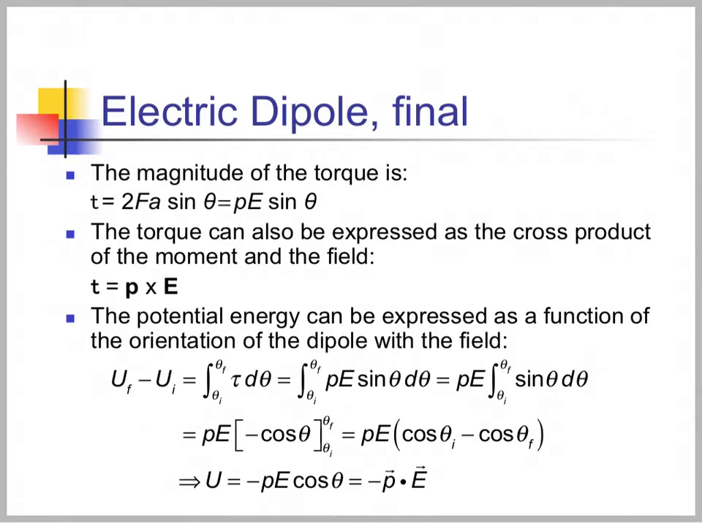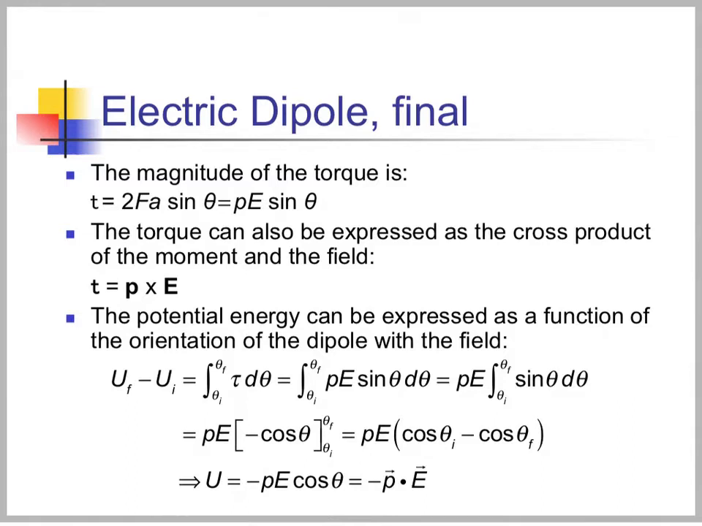And the potential energy can be expressed as a function of the orientation of the dipole with the field. So the energy is the integral of torque d theta. Just like energy is the integral of F dx, we can consider it torque d theta, and the torque is PE sine theta d theta, integrated from some initial to some final position. Of course, P and E are constants, they come out. If we integrate sine, we get minus cosine.